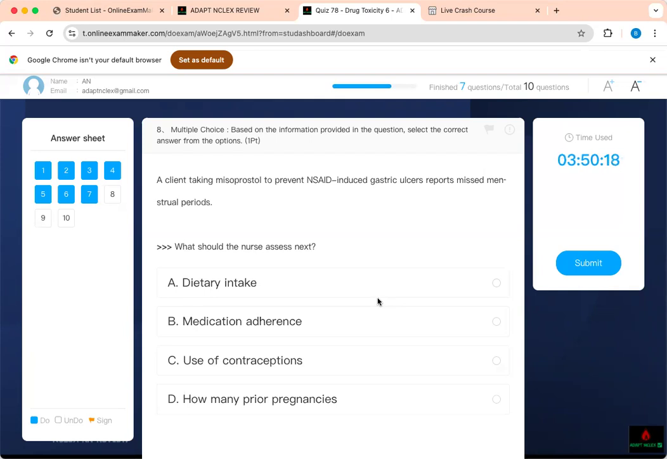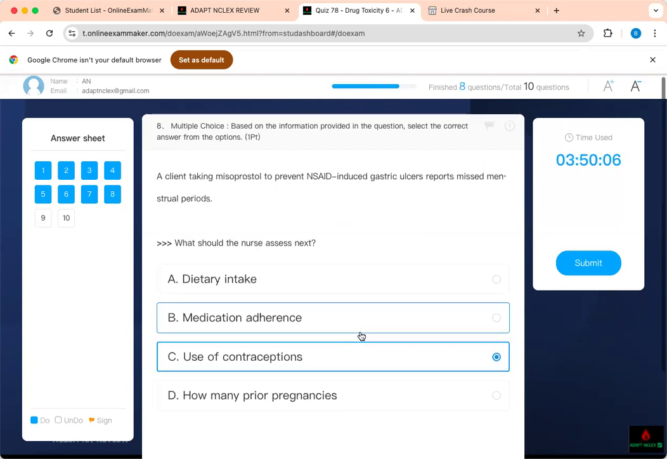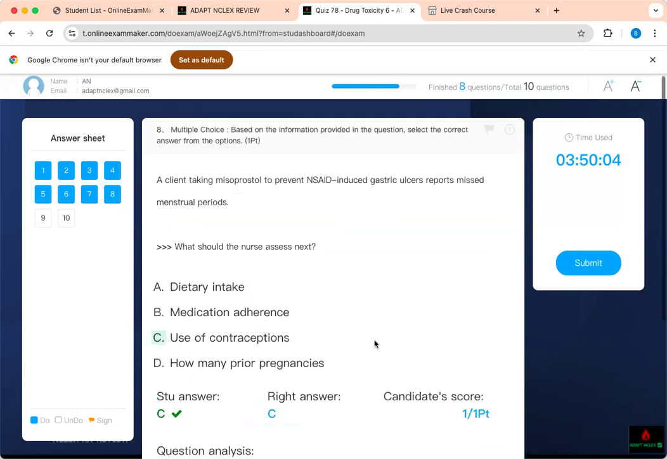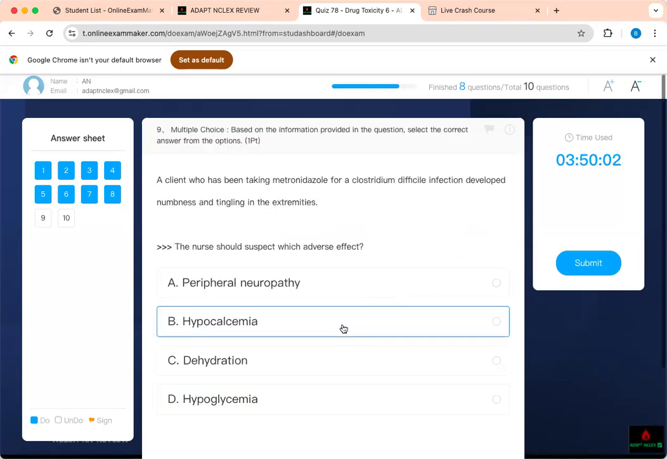It can cause abortion. It can cause birth defects. Therefore, anybody who is pregnant should not take it. I don't care how many prior pregnancies you have had before. This is now. You missed your menses. I need to check whether you use contraception to prevent you from getting pregnant.